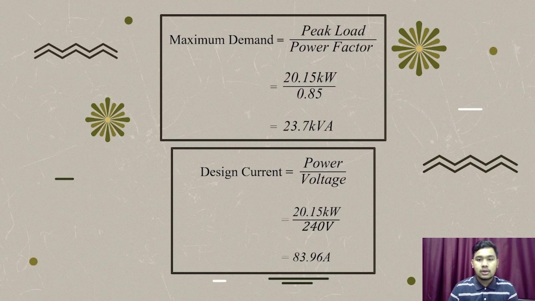Next, for maximum demand, the formula is peak load over power factor. The peak load is 20.15 kilowatt over 0.85 power factor. The answer is 23.7 kVA. For design current, the formula is power over voltage. We assume that the voltage is 240 volt. The power is 20.15 kilowatt over 240 volt. The answer is 83.696 ampere.